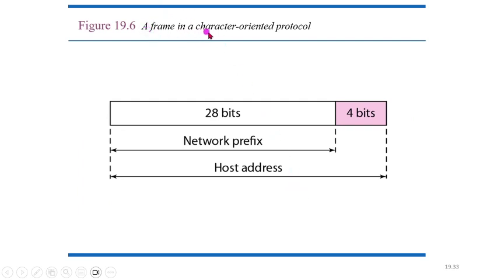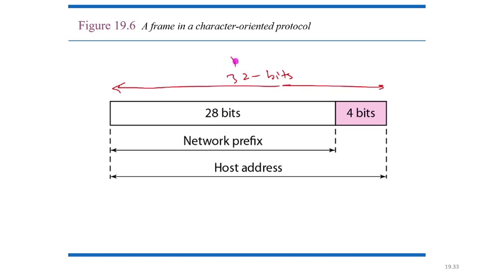So here is the frame in the character oriented protocol. Then in that we have already seen, out of 32 bits total for IPv4, 28 bits will be considered as the network ID or the network prefix, and the 4 bits are the host ID. It is not like always the network ID will be 28 bits. In our previous example it was given 28, so that's why this 28 is written.